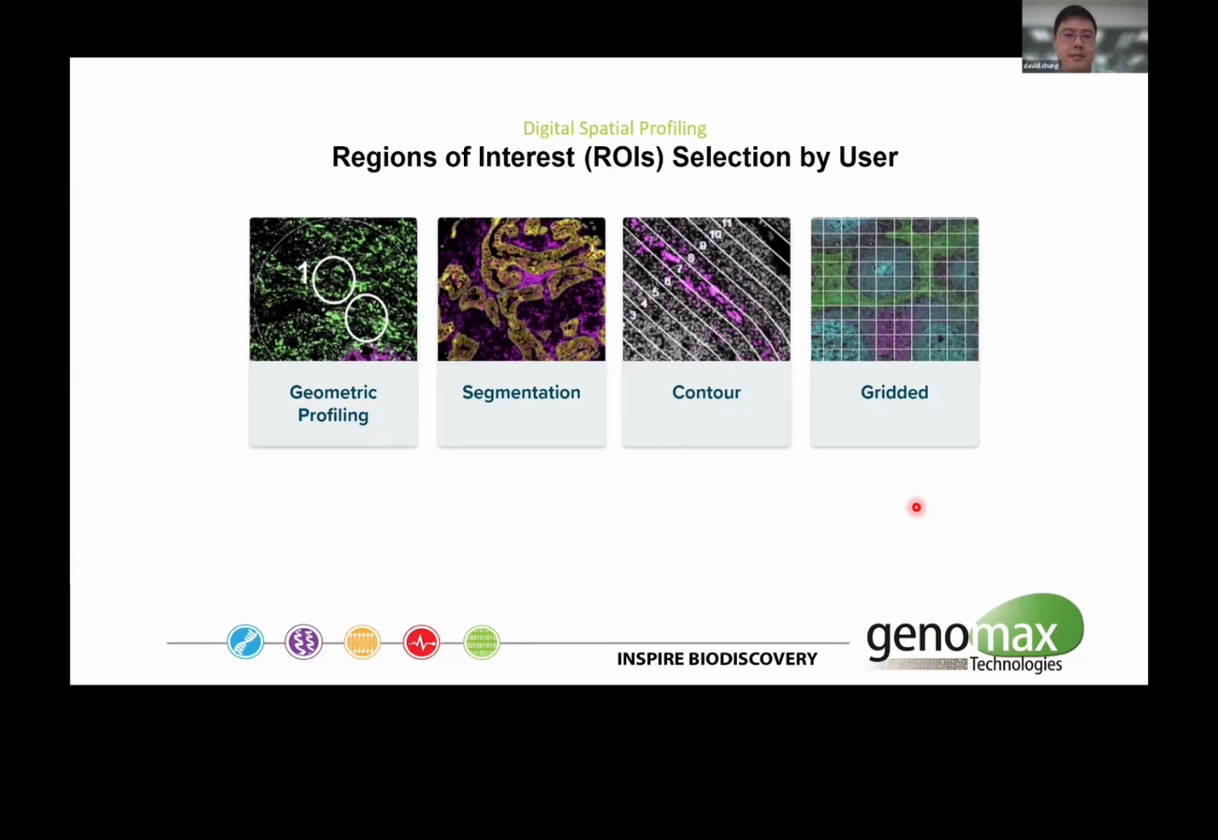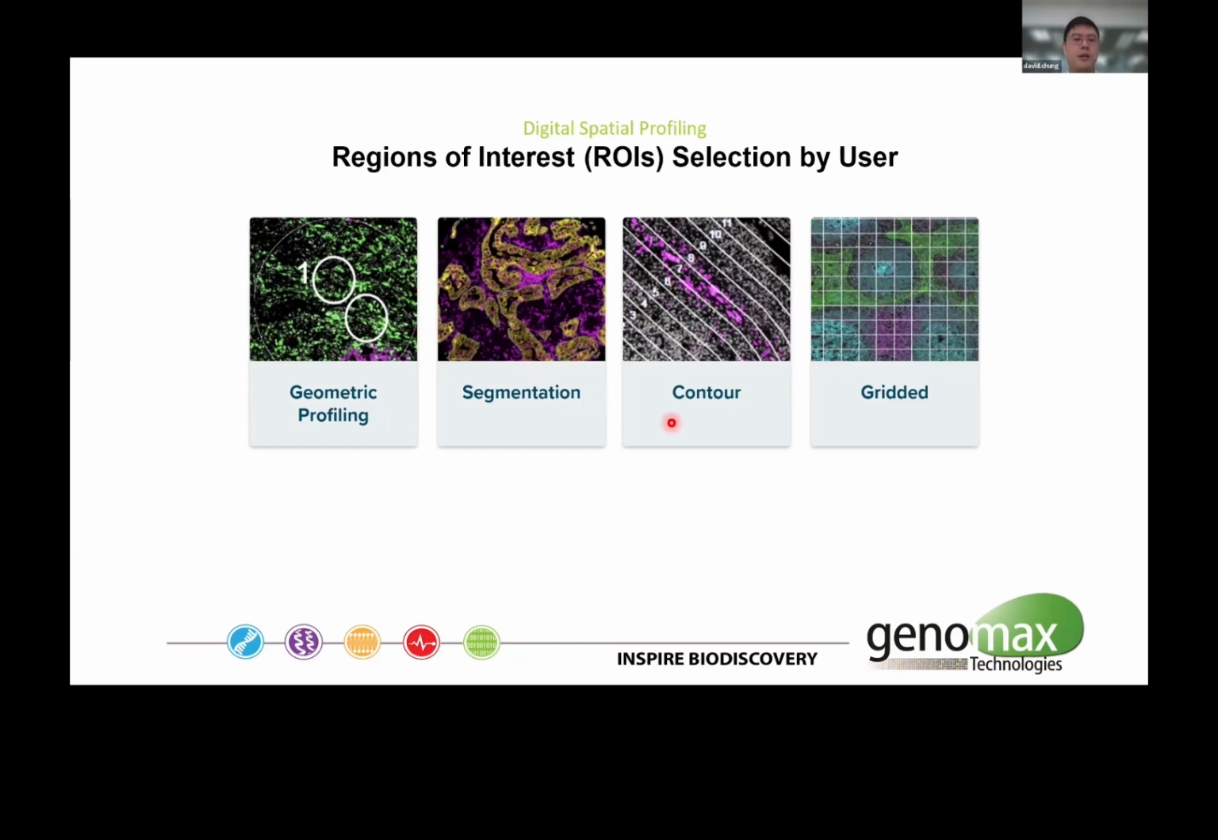So here are some of the different methods that the user can draw their region of interest. On the slide, you can either draw something very straightforward, like a circle or square, depending on the shape that you like. Or you can do something like what we call segmentation, in which you can draw the region following the shape of the tissue morphology based on the ISC image you see on the instrument. So for example, you can select one region for the tumor tissue, and then probably another region as the tumor microenvironment directly surrounding the tumor, and then you can see the difference in terms of the expression profile.